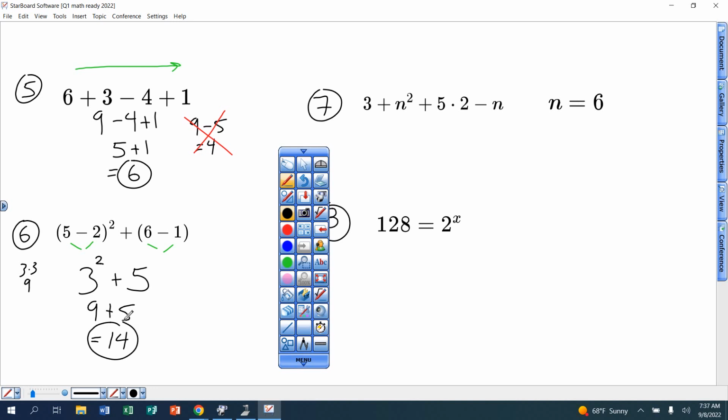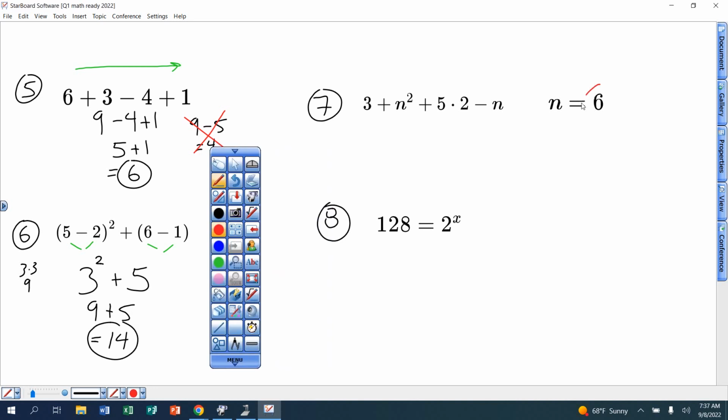This one has you plug in, and this time I'll plug in the right number, n is 6. So I'm going to plug a 6 here, a 6 right here, and then make sure I just follow one step at a time. So I got 3. Right here I'm going to plug in the 6. Still got that second power. Leave that 5 times 2 alone. Here I plug in another 6.